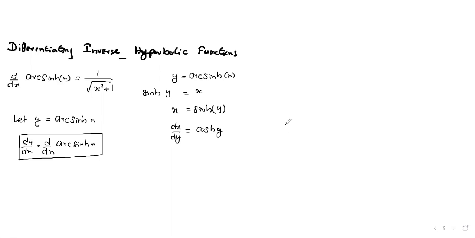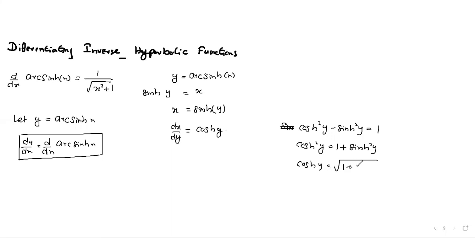Then we can see there's a relationship: cos squared y minus sin squared y equals 1. So using this formula you can write cos squared y is 1 plus sin squared y. That means cos y equals the square root of 1 plus sin squared y. Therefore, instead of cos y, I can replace it with the square root of 1 plus sin squared y. The sin squared y is how much? Sin squared y is x squared. It turns into the square root of 1 plus x squared. That is dx by dy.